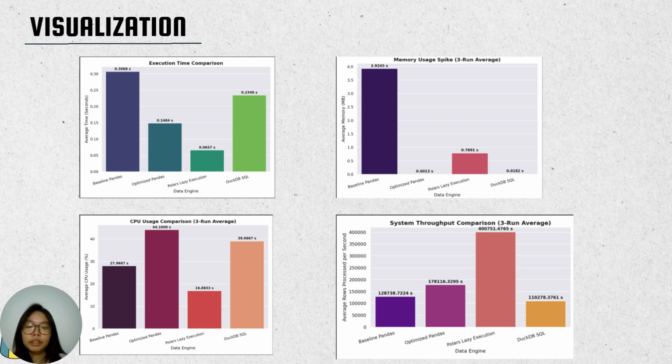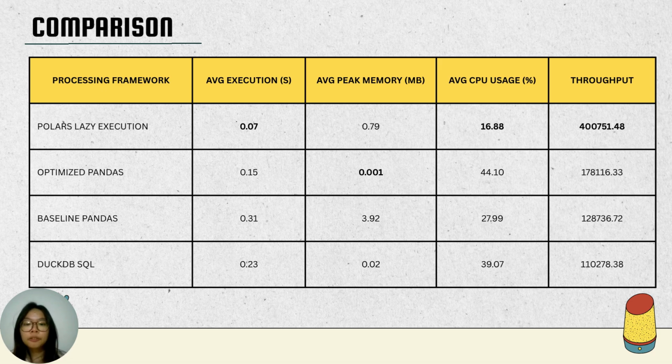Finally, we observe the CPU usage on the bottom left. Polars managed to deliver faster performance while maintaining lower CPU utilization, which further proves the high resource efficiency of its underlying Rust engine. Okay, now let's move to the next slide.